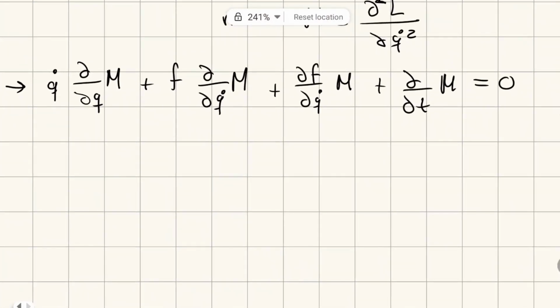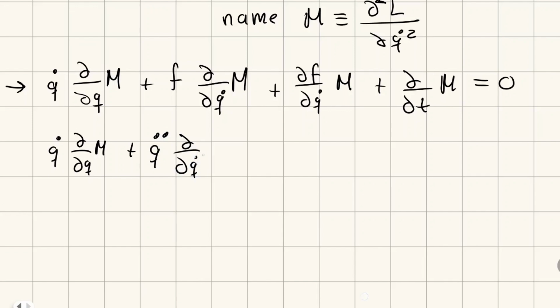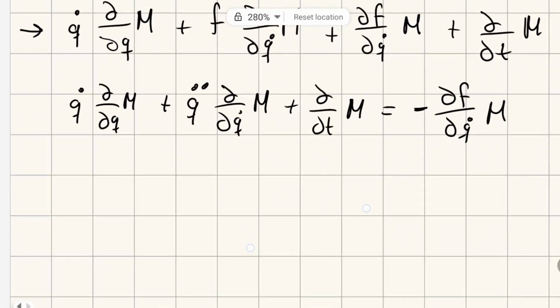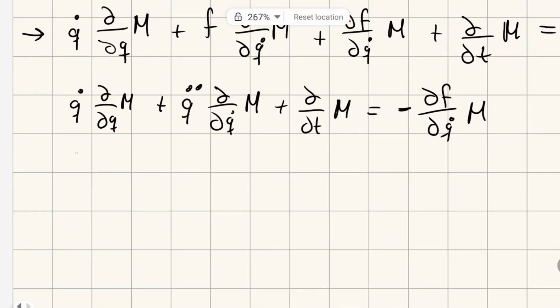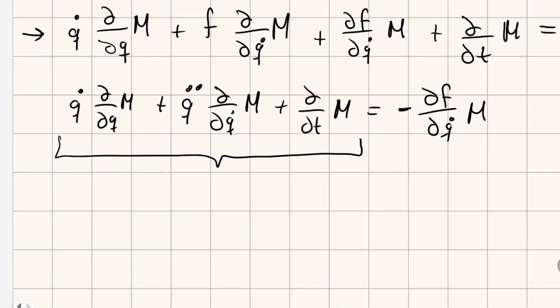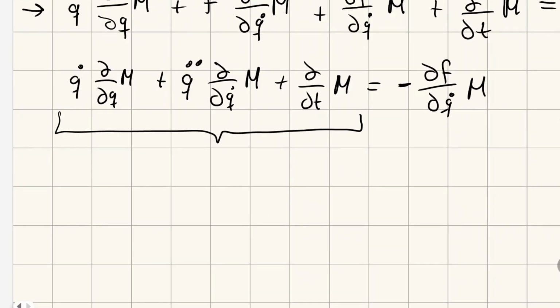Okay, so we can rewrite this equation as q dot, the partial with respect to q of m, and then plus, looking at f as q dot dot, we are going to rewrite it again, times the partial with respect to q dot of m, plus the partial with respect to time of m. This will be equal to negative the partial of f with respect to q dot m. And look, if we inspect this expression that we have here, we can immediately see that it is actually the derivative with respect to time of m, the total derivative, okay?